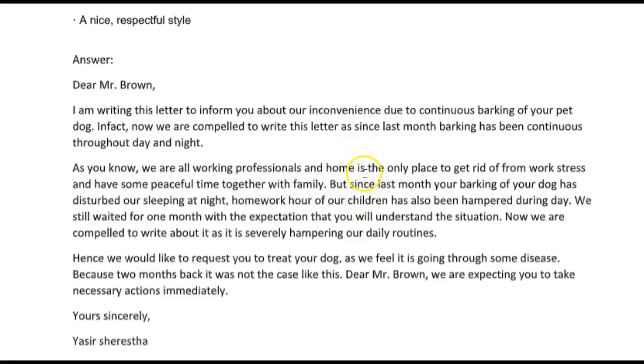However, we don't start letters with the sentences with but. However, since last month, the barking of your dog has disturbed our sleep at night, and the homework time of our children has also been hampered during the day. We waited for 1 month with the expectation that you will understand the situation. Now we are compelled to write about it as it is severely hampering our daily routines.